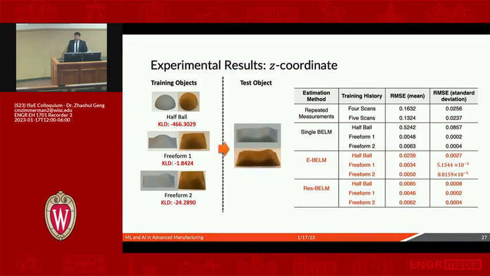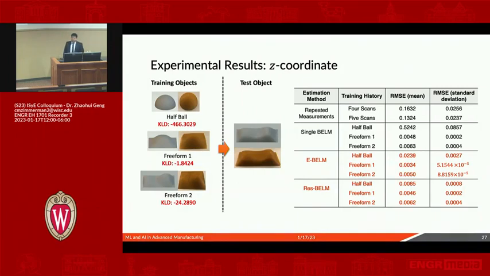So let's take a look at some experimental results, right? We have 3 training objects: a half ball and 2 free-form surfaces. If you only eyeball this design, you can see that free-form 2 is geometrically approximate to the test object.